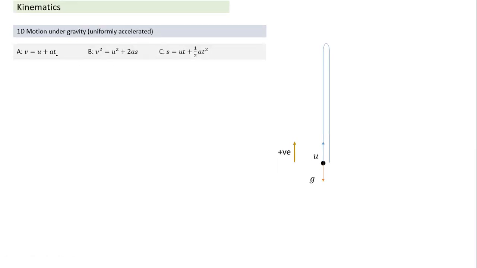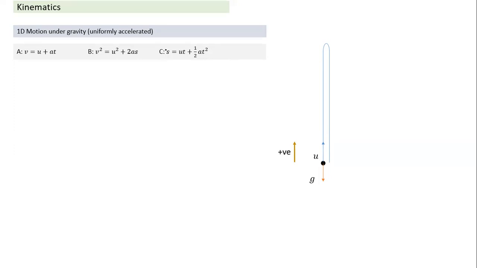First thing that comes to mind: there are three equations, A, B, C. I have to use one of the three equations. That's one thing we should keep in mind. Second thing, what should we notice here? Several quantities are vectors, though we have not put a bar sign here. This is a vector, u is a vector, a is a vector, and s also is a vector.